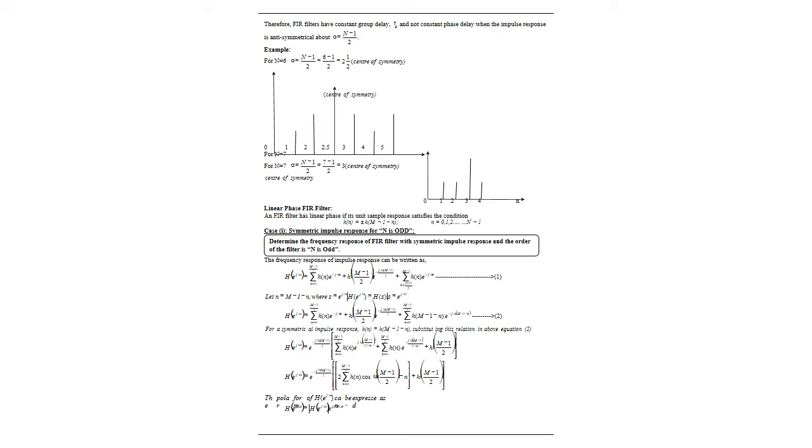Therefore the FIR filters have constant group delay. So it should have anti-symmetry about alpha equal to (N minus 1) by 2. For example, for N equal to 6, alpha is equal to (N minus 1) by 2, that is (6 minus 1) by 2, which is equal to 2 1 by 2. So that is the center of symmetry.